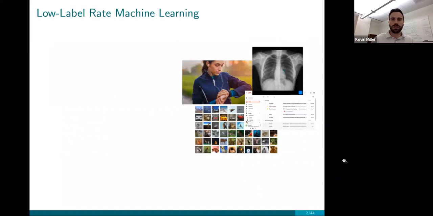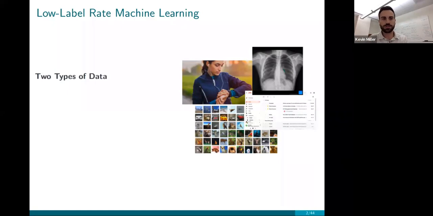So to begin, I want to introduce this idea of what I'll call the low label rate case of machine learning. We live in a world right now where we are able to generate and produce a massive amount of data coming in different forms, whether that's medical imaging, medical smartwatch data, text, images.